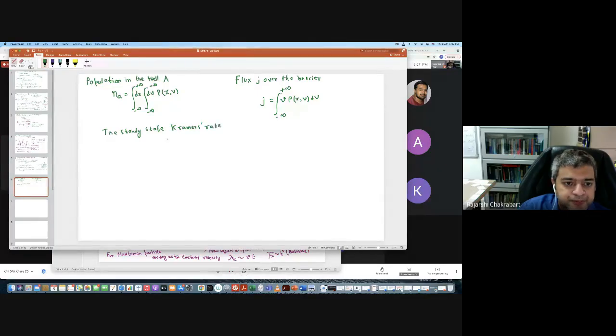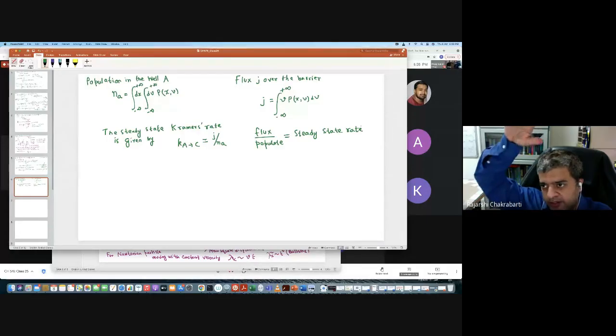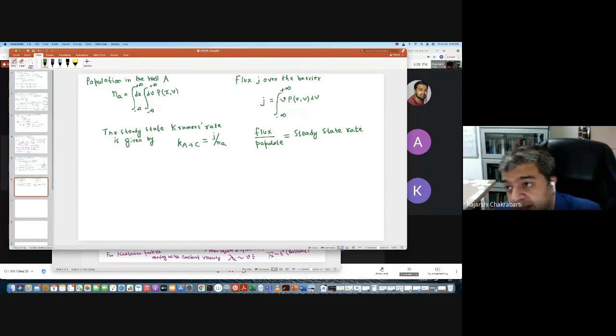rate is given by, okay, it is called flux over population, and that is your rate constant. What is this again? How much population around the reactant well, that you have to calculate in the steady state, and the flux at the barrier top, and divide this flux by population, you'll get the steady state rate.